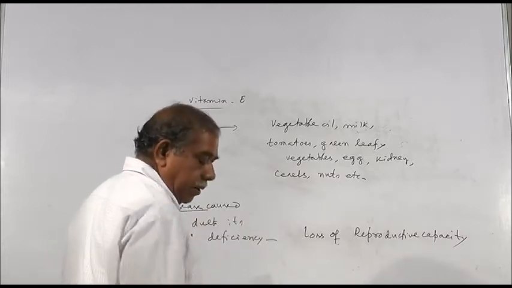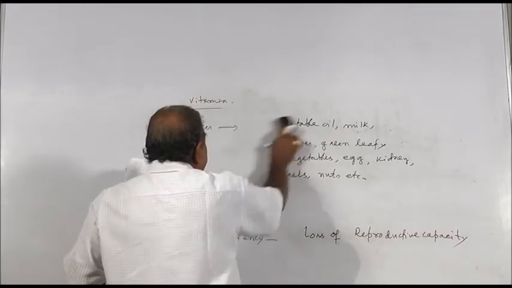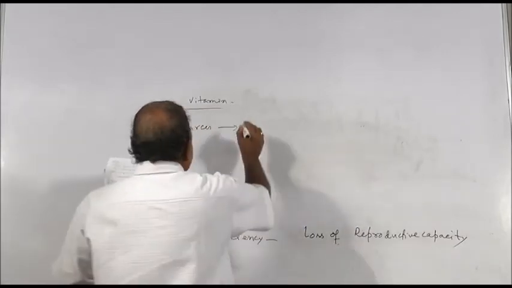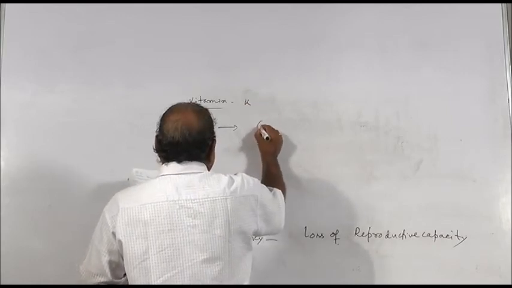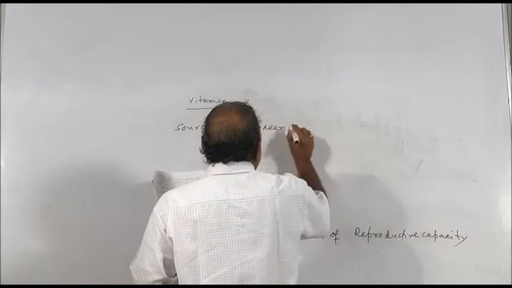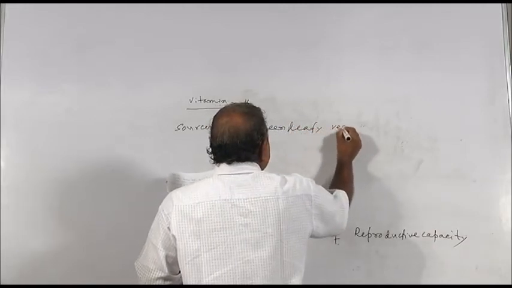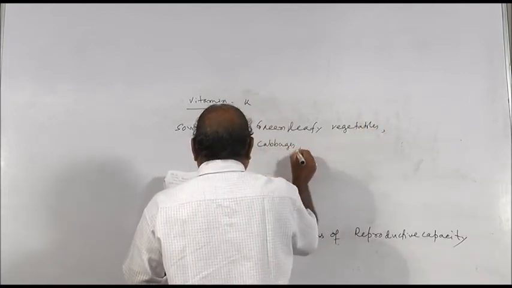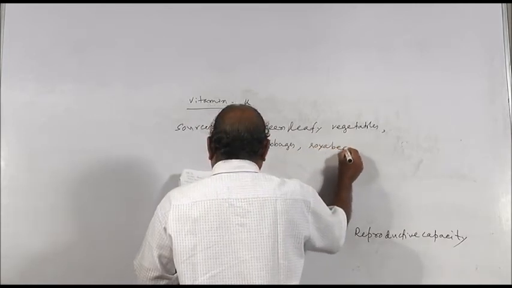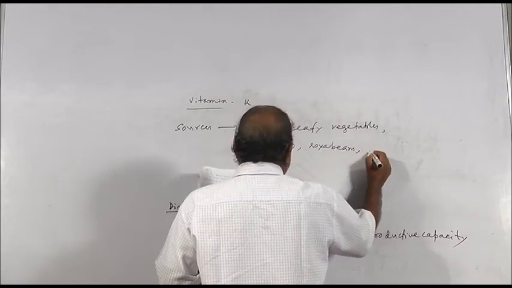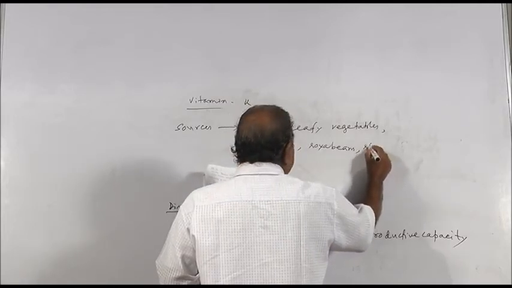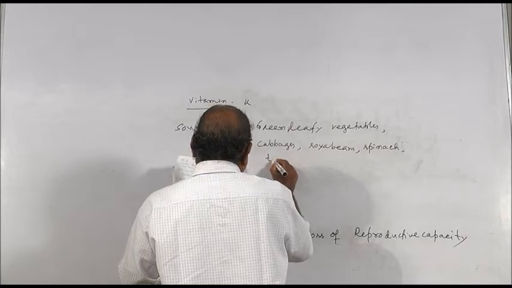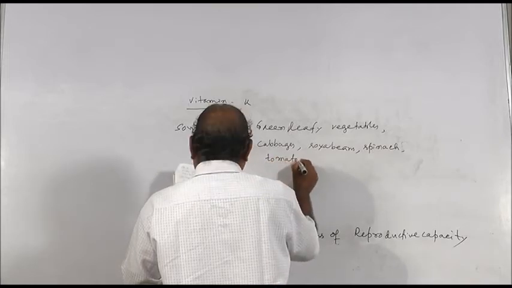The last one is vitamin K. Now, the different sources from which you can get vitamin K are the same green leafy vegetables, cabbages, soybean, and vegetables like spinach and tomatoes, etc.